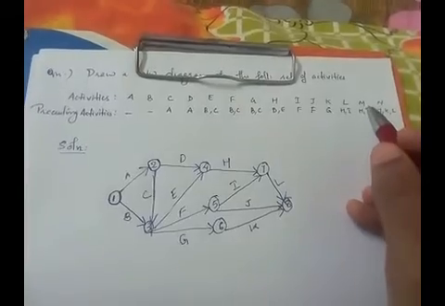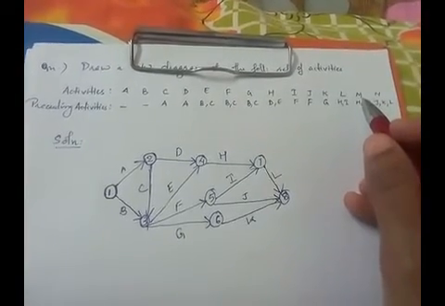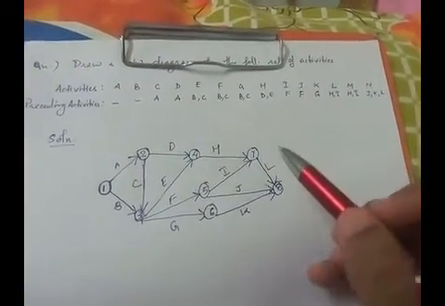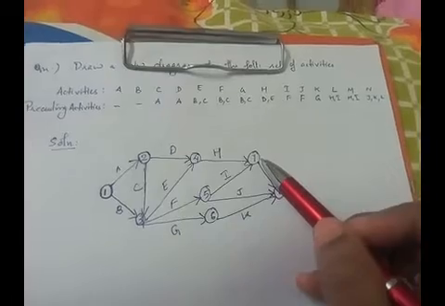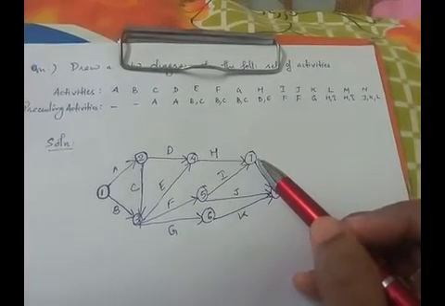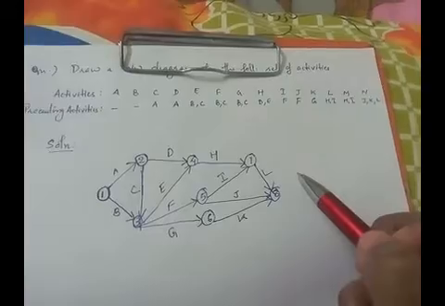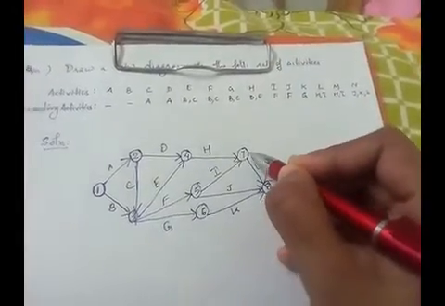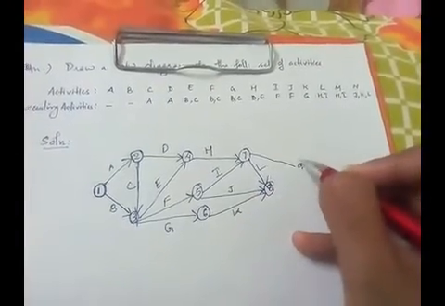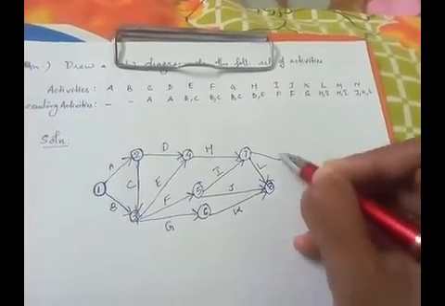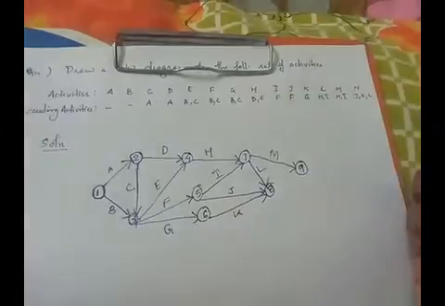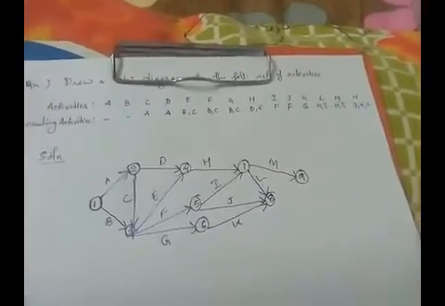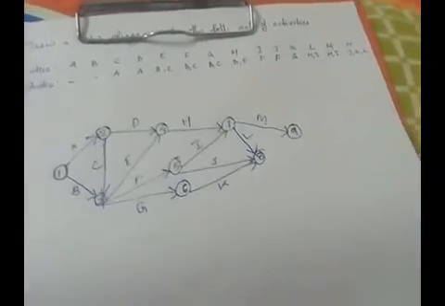Now again we have to draw M. In the case of M also, M should begin from the event where H and I have ended. That means it should start from 7, but M is not associated with any other activity, so it should end at some other event. So it starts from here and it ends at some other event. Okay, so one more event has come, that is we have labeled it as 9.